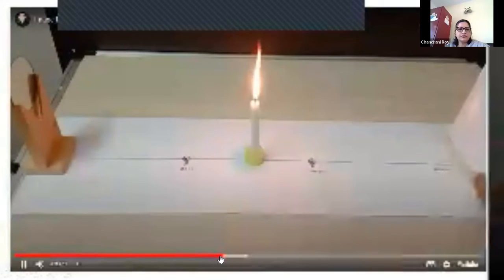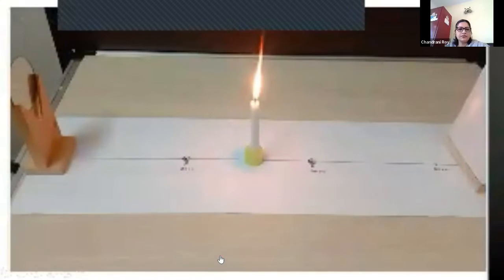Now, this is the next position. The image is larger than the object. We have to move the screen to obtain the image. We'll have to tell the children to notice that the flame is upside down. So we move till we get a clear image.